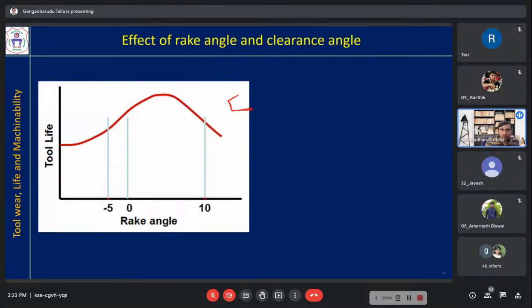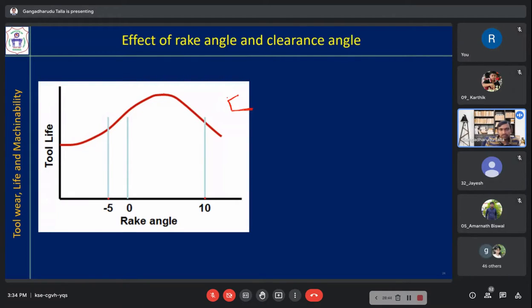So if there is a negative rake angle, the cutting edge is not sharp, but tool strength is high. In that case, you will have good tool life. But here what will happen is the cutting process is taking place and you are not getting the desired surface finish.